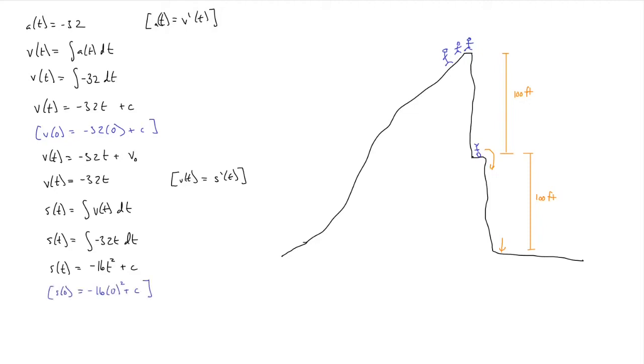And just like with the velocity, if you plug in the time t equals 0, you get that the position at time 0 is negative 16 times 0 squared, which is 0, plus a constant, the c, meaning that that constant c is the position at time 0. And so we usually write that as negative 16t squared plus s0, where s0 is the initial position, the position at time 0. And what is his position at time 0?